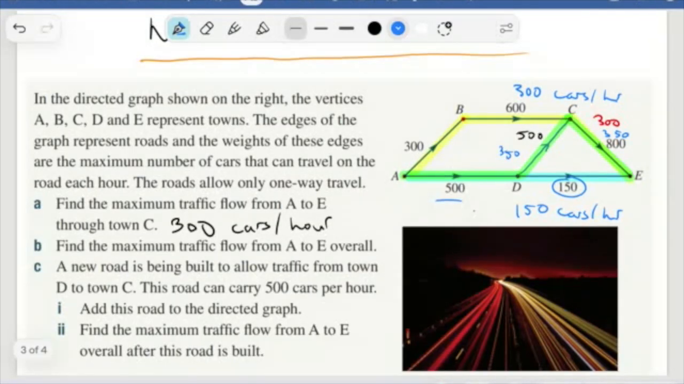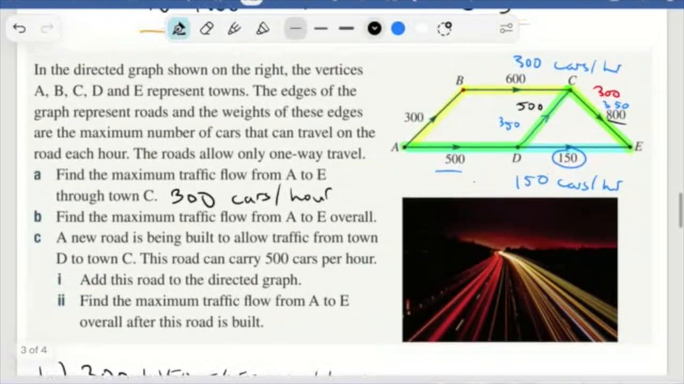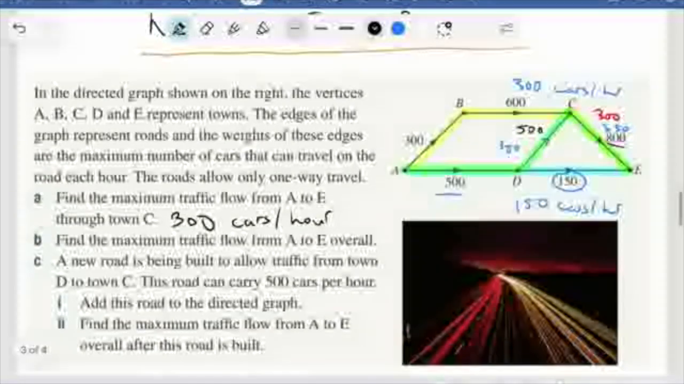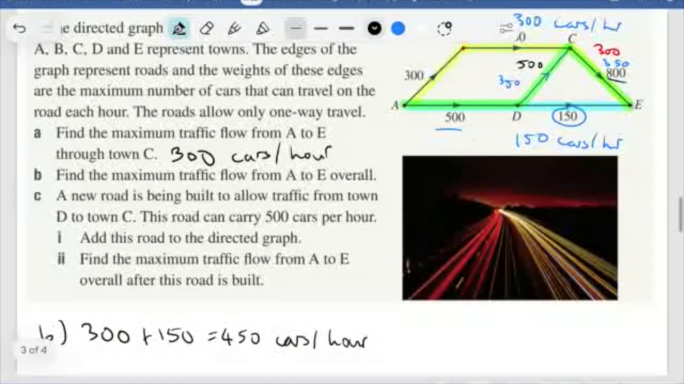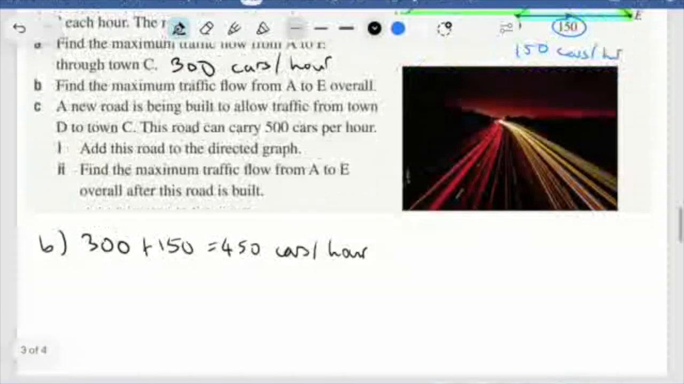The reason we can accommodate these extra cars, though, is because the road C to E has a higher weight of 800. So we have a total of 650 cars now going down this road CE, which means that we've actually increased our total flow through this system. So we have our 300 cars from the top one, A, B, C, E. We have our 150, but we have an extra 350 cars.